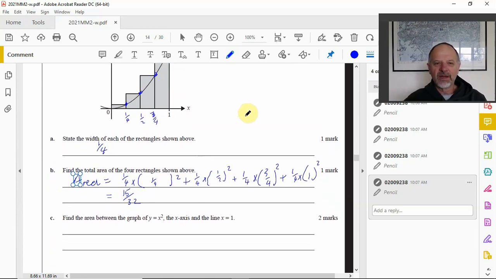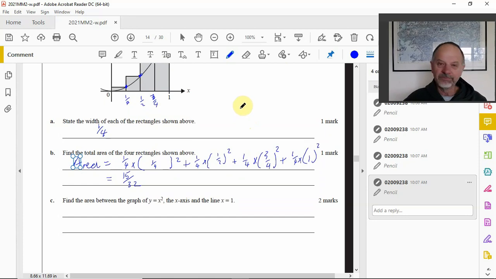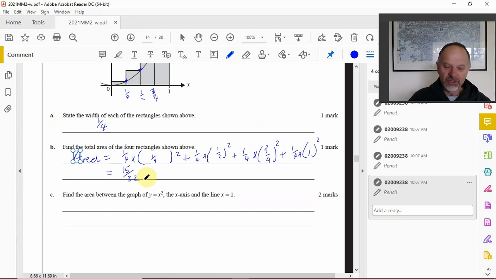So now it says find the area between the graph of y equals x squared, the x-axis, and the line x equals 1. So now we're finding the actual area. The actual area is an integral, the integral from 0 to 1 of x squared dx. We need 2 marks. This one's straightforward, so I'll do it by hand. That'll be x cubed on 3 between 0 and 1. Then when we substitute in, that's 1/3 minus 0 over 3, which is 1/3.